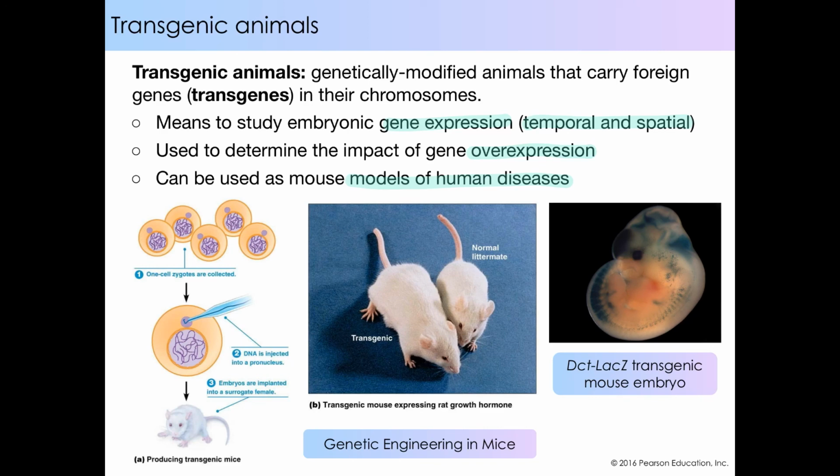For example, certain cancers are caused by the overexpression of some genes. So we can develop a transgenic mouse that mimics the same condition that we see in the cancer.